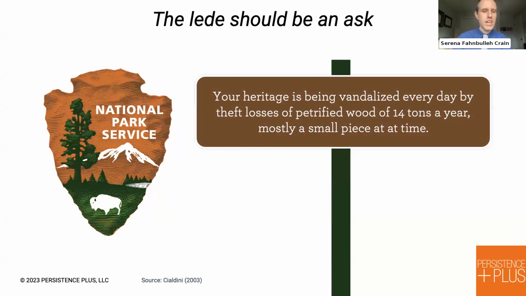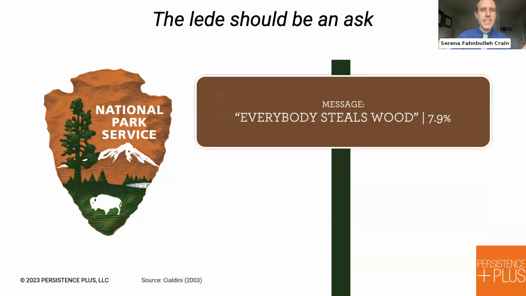This was a group of social psychologists led by Robert Cialdini, who worked with the National Park Service running the Petrified Forest over 20 years ago, because they had signs up all over the forest that said, your heritage is being vandalized every day by theft losses of petrified wood of 14 tons a year, mostly a small piece at a time. The only information given there is that tons of wood gets stolen, probably by a lot of people, and probably nobody gets caught or it wouldn't be a problem. Never does it actually tell you what to do. It implies don't steal wood, but it's not there.